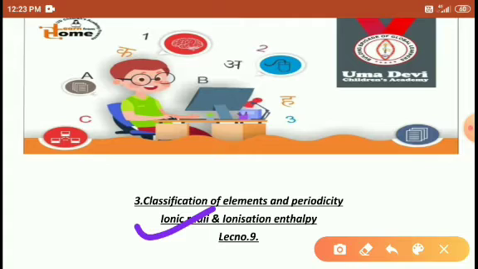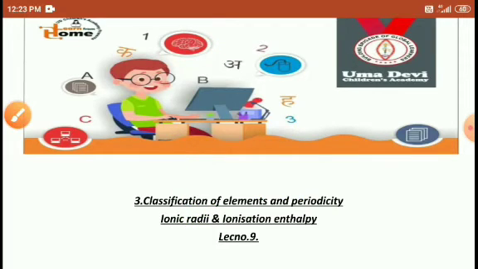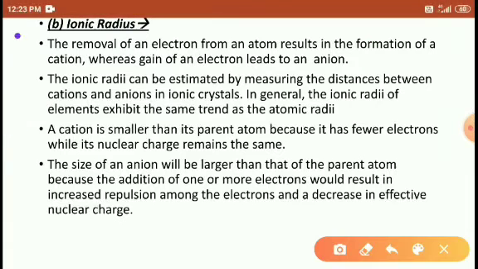Today we are discussing the topic of ionic radii and ionization enthalpy. What changes occur in ionic radii according to the group and the period, and what changes occur in the ionization enthalpy in a period or group? So first is the ionic radius. What is meant by ionic radius?